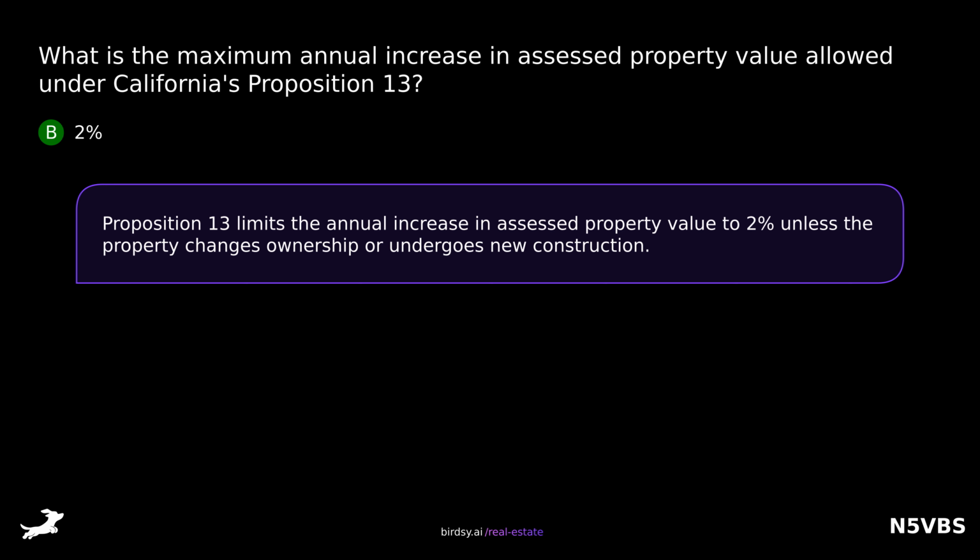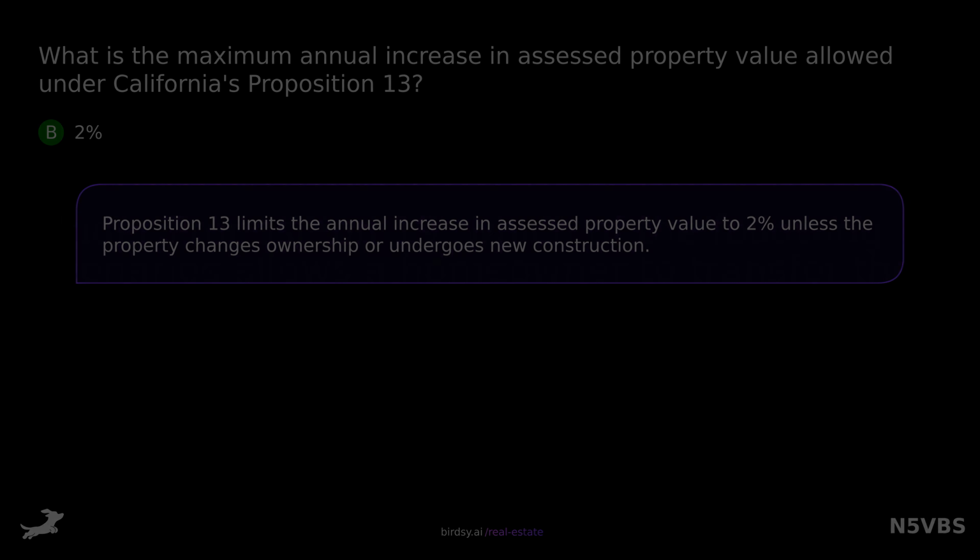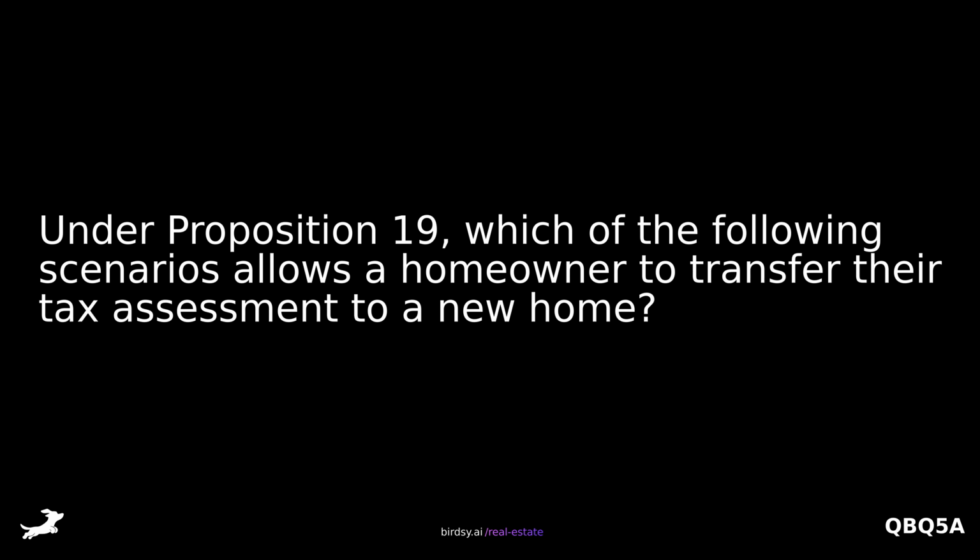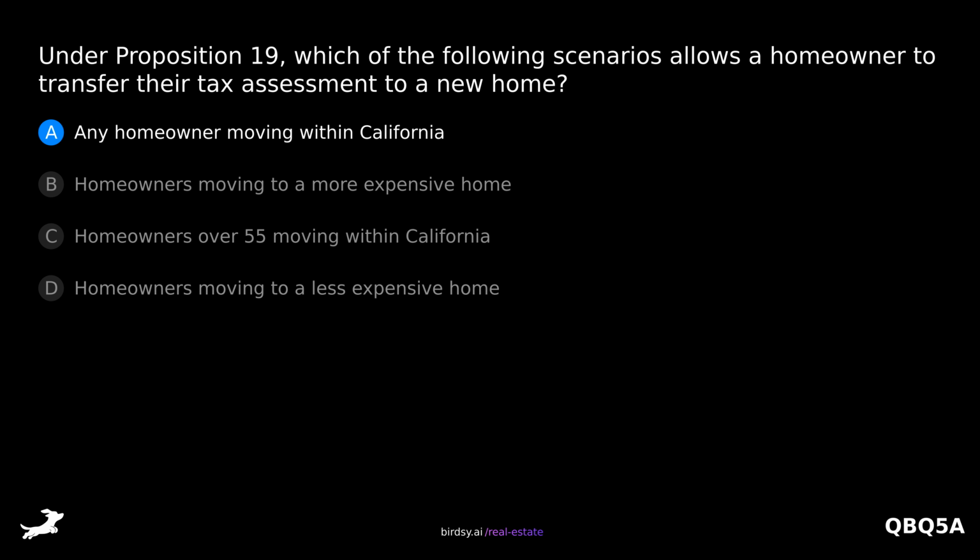Proposition 13 limits the annual increase in assessed property value to 2% unless the property changes ownership or undergoes new construction. Under Proposition 19, which of the following scenarios allows a homeowner to transfer their tax assessment to a new home? Is it A, any homeowner moving within California, B, homeowners moving to a more expensive home, C, homeowners over 55 moving within California, or D, homeowners moving to a less expensive home? The answer is C, homeowners over 55 moving within California.